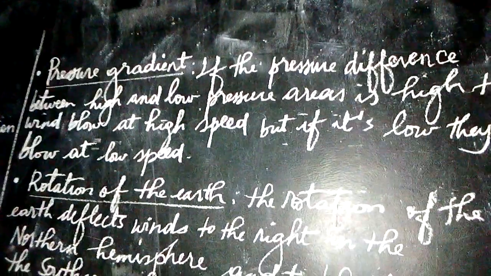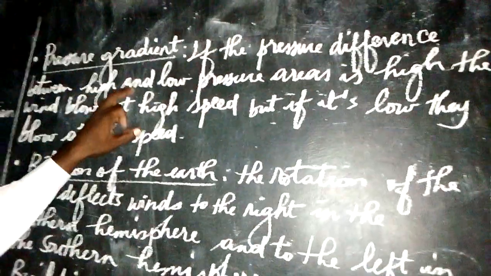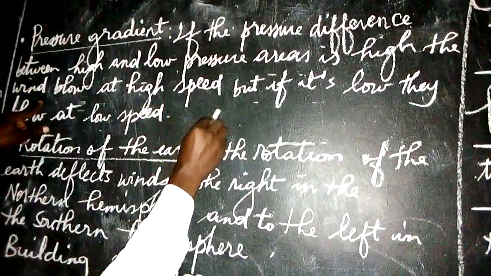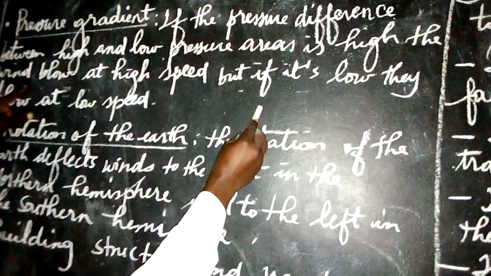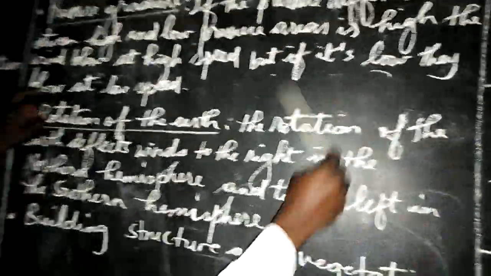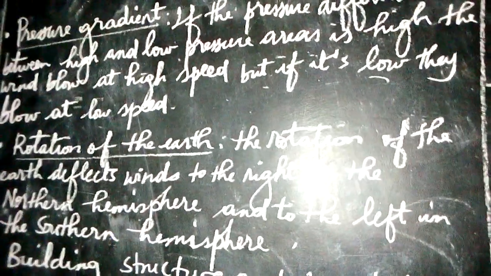Secondly, question 11. Explain the major factors that influence the flow, speed and direction of wind. We are going to talk about the factors that influence the direction and the speed of wind. Number 1, pressure gradients. If the pressure difference between high and low pressure areas is high, the wind blows at a high speed. And if the pressure difference between high and low pressure areas is low, they blow at low speed. I think that this point is clear and easy to understand.